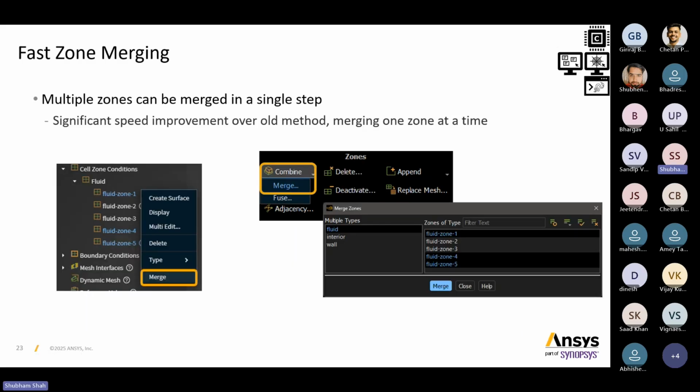So now fast zone merging is also available. Earlier the merging of two different zones, or combination of two different zones, was a bit tricky and time taking, but now simply right click on the zones you want to merge, or you can go to combine and merge zones and select the two zones. It will quickly merge. So basically the time is less as compared to the previous version. And this is available in the CPU mode.